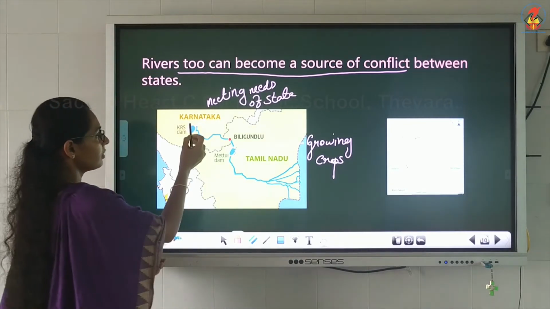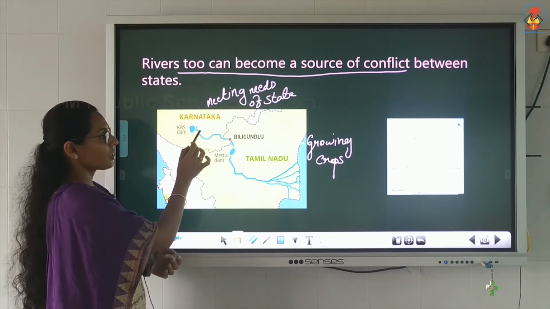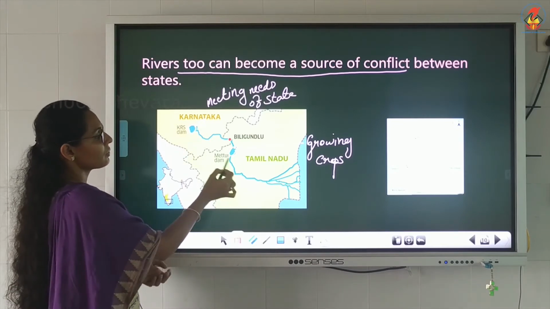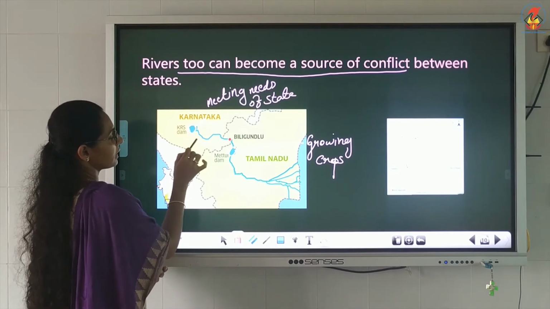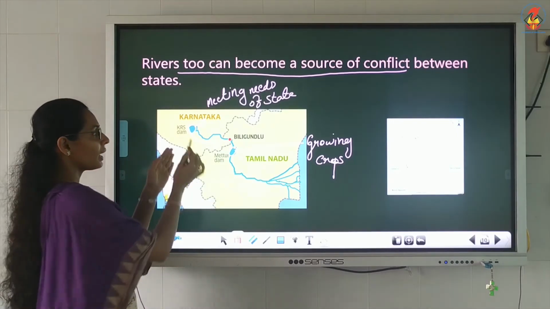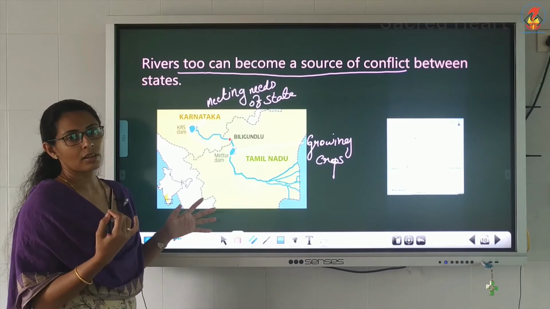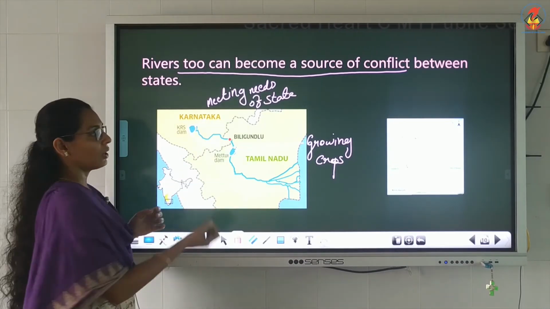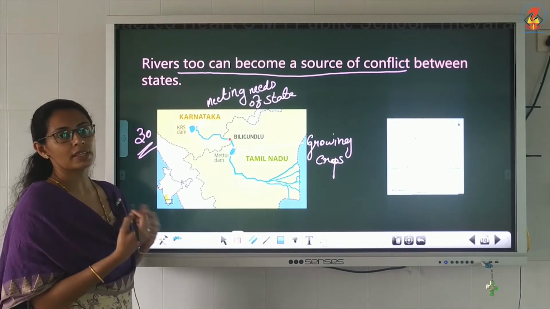So the river is coming from this way. That is the upstream. Upstream is taken care of by Karnataka, and downstream is the Mettur Dam, Tamil Nadu. If Karnataka releases water, then only Tamil Nadu will get the water. But they are not releasing as much water as Tamil Nadu needs. So this causes the conflict, and for almost 30 years they have been fighting over this water issue.